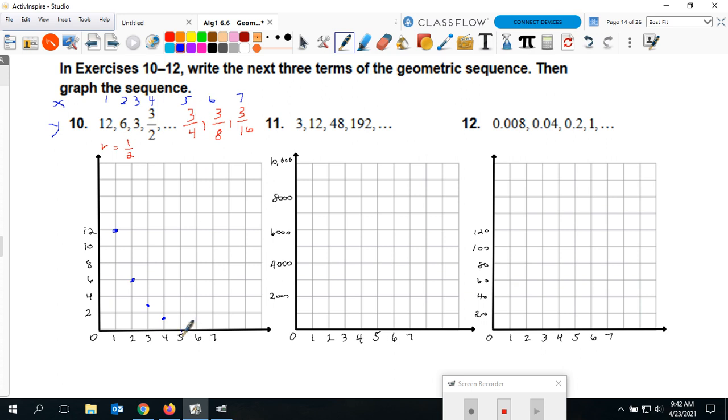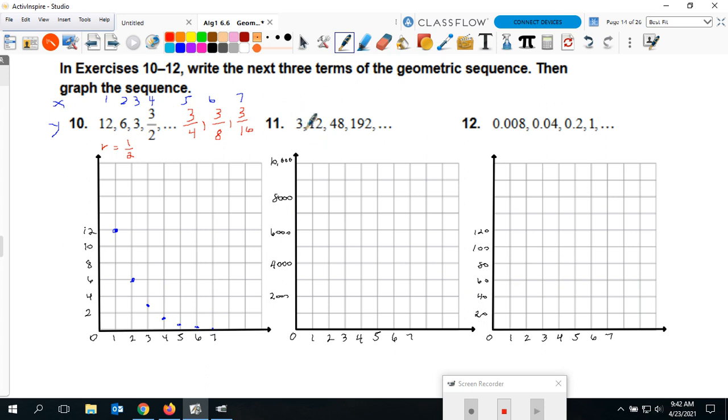At 5, we're at 3/4. So 1 is halfway, 3/4 is a little bit less. At 6, we're getting even smaller, so we're getting closer to the x-axis here. At 7, we're even closer. And so you can see definitely it has the shape of a decaying function, an exponential decay.